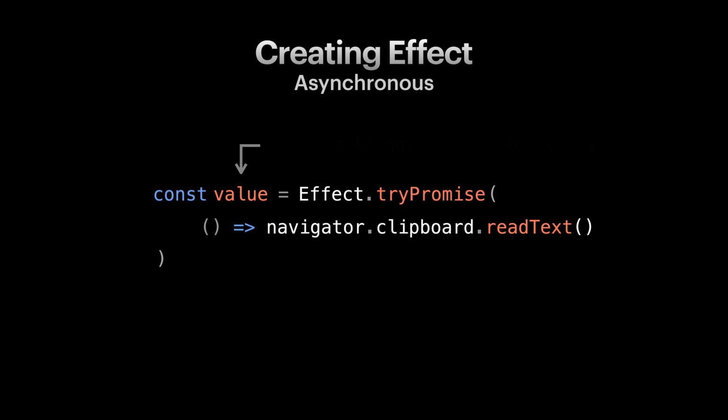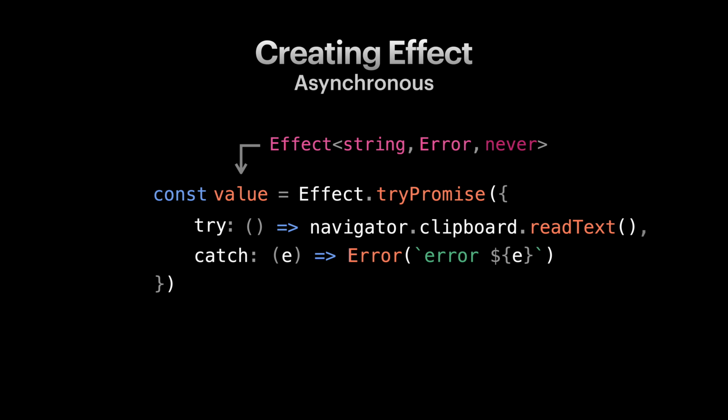Similar to try, we can narrow the type of the failure result by handling the rejection in the catch property. In our example, if an error occurs, we catch it and return an error object. As a result, the type of the constant becomes Effect of a string and Error.